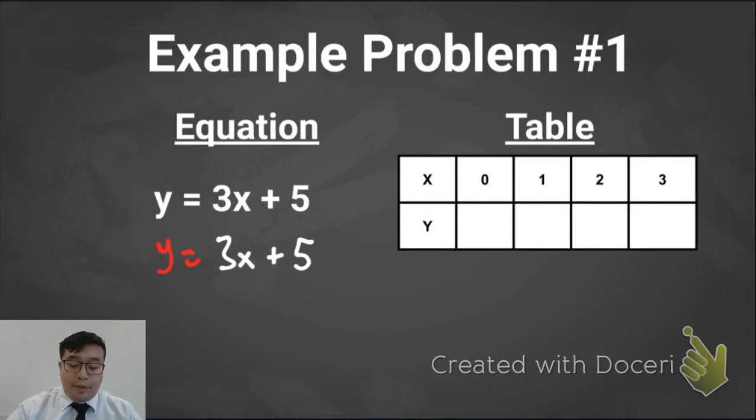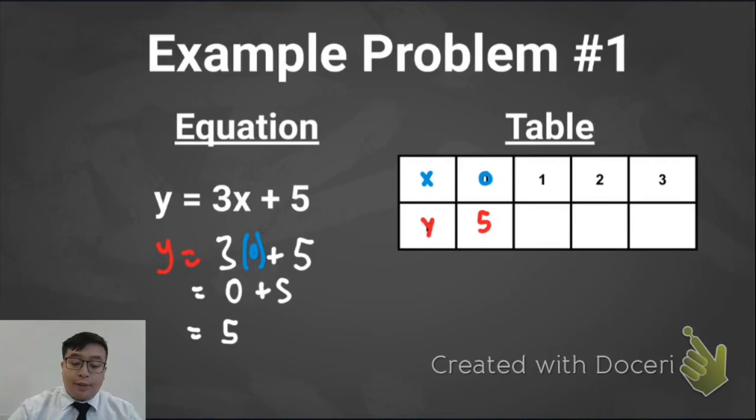So, taking a look at my table, the first value I want to replace is x equals 0. So what I'm going to do is take this x and replace that with a 0. Now I'm going to solve for y. 3 times 0, or anything times 0, is just going to be 0 plus 5, and 0 plus 5 is going to equal 5. So I know that when x equals 0, my y value is going to be equal to 5.